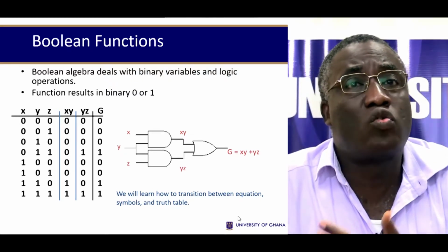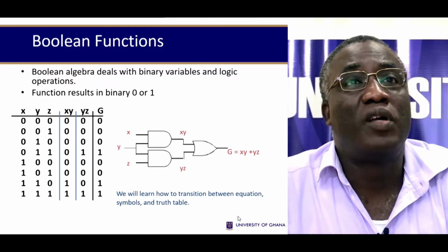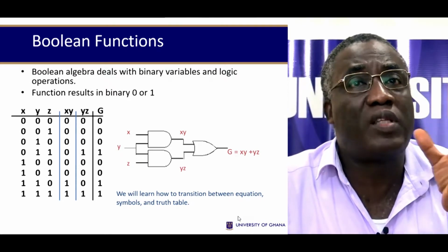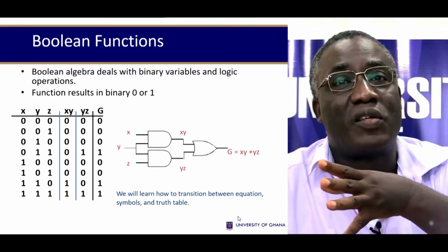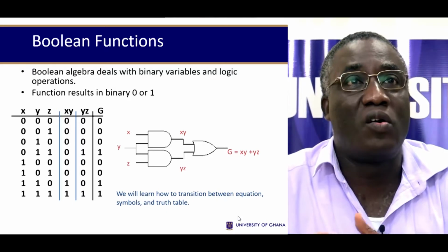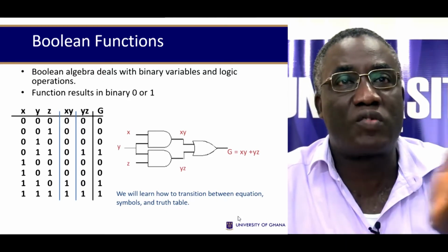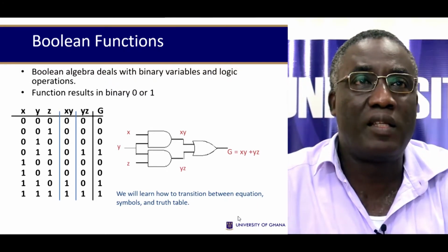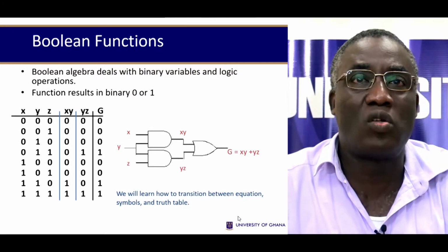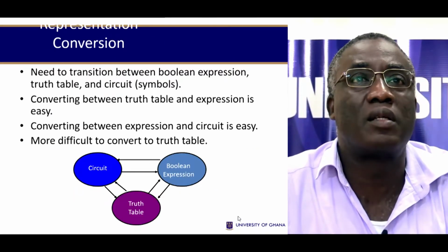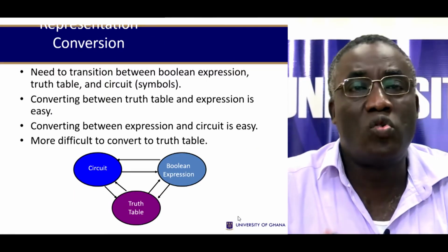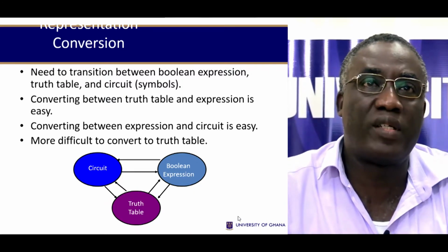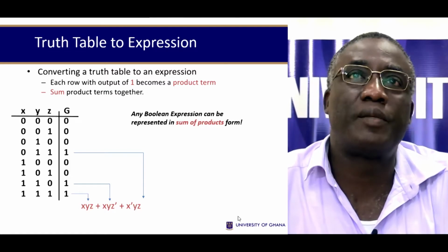The idea is that you have a truth table, and then you have functions. How do we transition from the truth table to the logic circuit, and then also to the equations? How do you make those transitions? If you're given an equation, you have to get the truth table for it or the logic circuit. So it's important to be able to do these transitions between the circuit, truth table, and Boolean expressions. How do you do this?